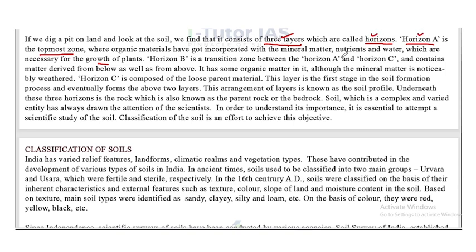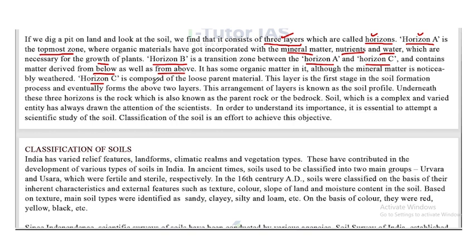Now, horizon A is the topmost zone where organic materials have got incorporated with the mineral matter, nutrients, and water, and these are essential for the growth of plants. Second one is horizon B. It is the transition zone between horizon A and horizon C and contains matter derived from below, that is horizon C, as well as from above, from horizon A. It has some organic matter in it, although the mineral matter is noticeably weathered.